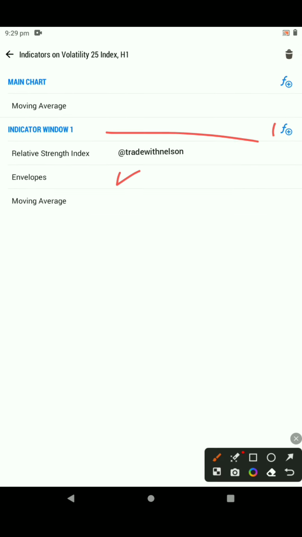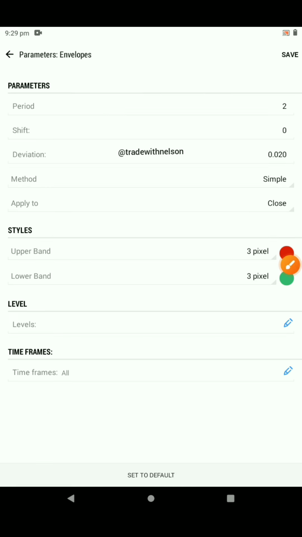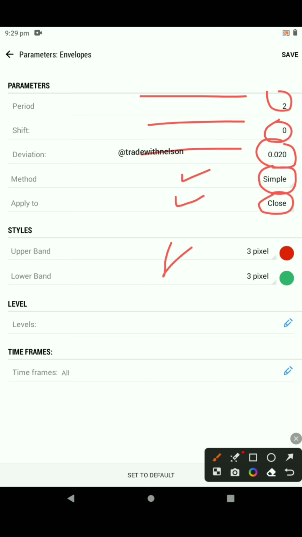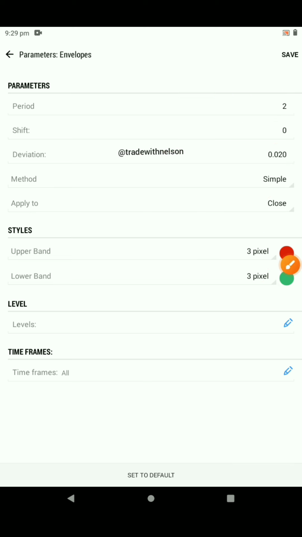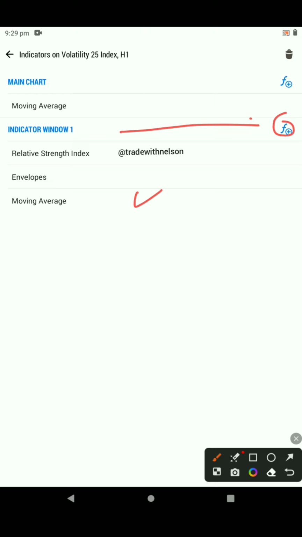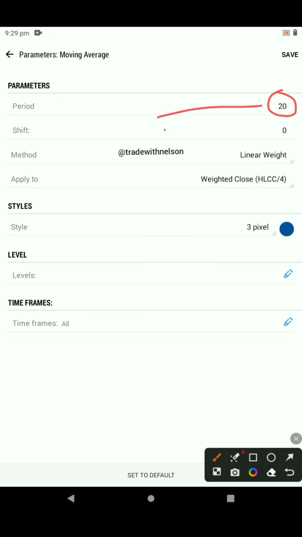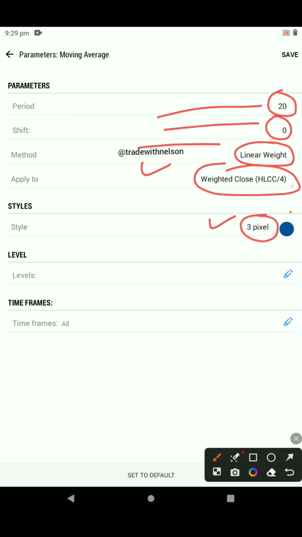For the envelopes, click on the F icon on indicators window 1. Envelopes, click on that. Make your period 2, shift 0, deviation 0.02, method simple, apply to close. For the style, click on 3 pixels and select color of your choice. After that, click on save. And for the last moving average, click on the F icon on indicators window 1. Moving average. Make your period 20, shift 0, method Linear Weighted, apply to Weighted Close, style 3 pixels, select color of your choice. After that, click on save.